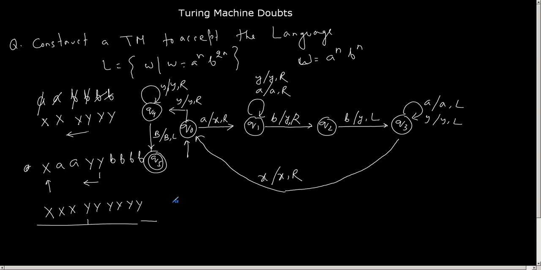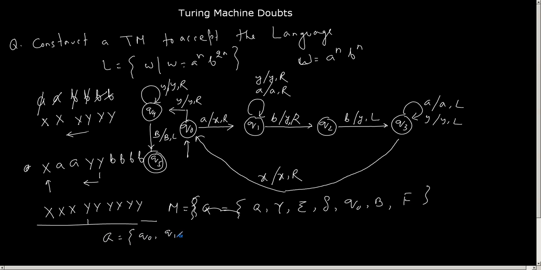Okay, so now let us try to formally define the Turing machine. So my Turing machine is M. What will be my set of states Q? M is the Turing machine, which is a tuple of Q, then I have a tape alphabet, I have Sigma, I have transition functions, then I have starting state Q0, I have blank symbol B, and I have set of final states F. Now let us try to define these things. So my Q will be Q0, Q1, Q2, Q3, Q4, and Q5.